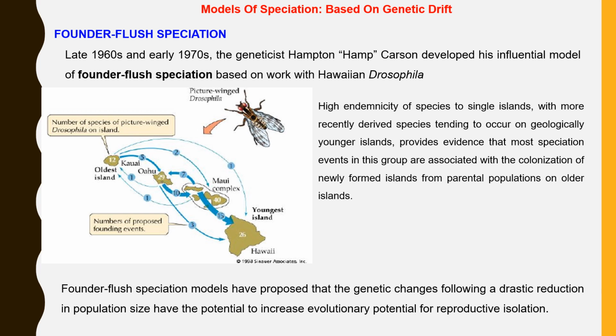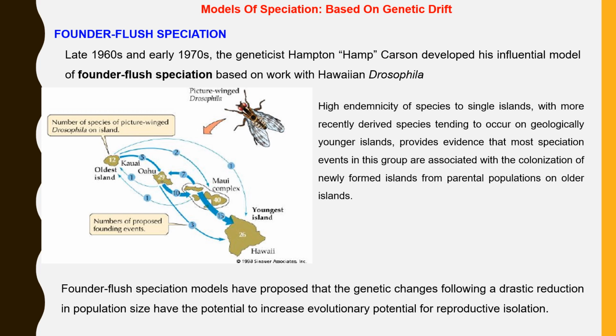Speciation as per the founder flush theory. The founder flush speciation was proposed by Hampton Carson based on his work on Drosophila species in the Hawaii Islands. The Hawaii Islands have about 800 species of Drosophila which are believed to have radiated from a single colonization. Certain species are endemic to the island. The youngest island is Hawaii and the oldest is Kauai. The older islands are now submerged and found northwest, as shown in the figure.